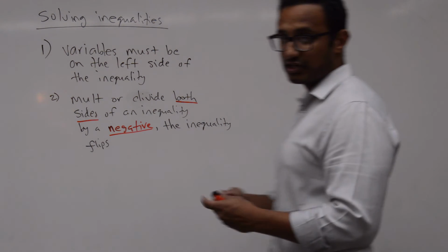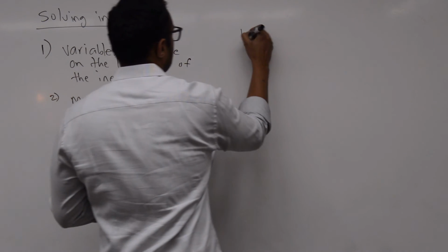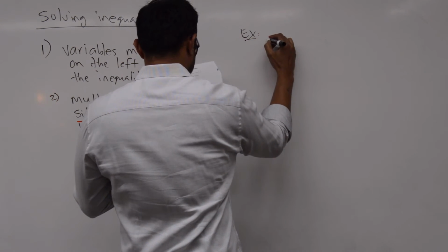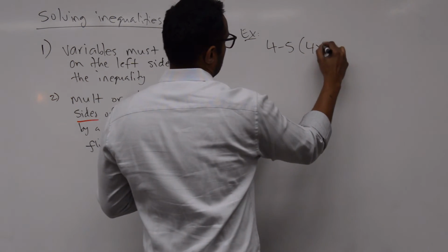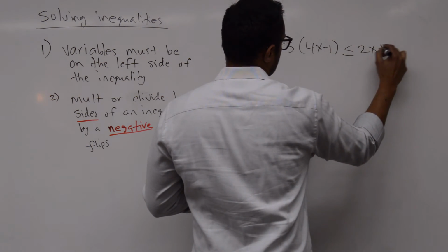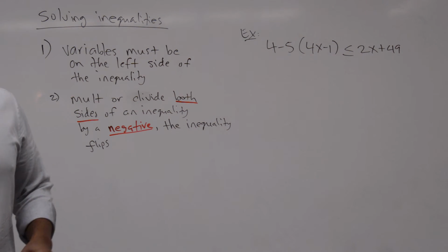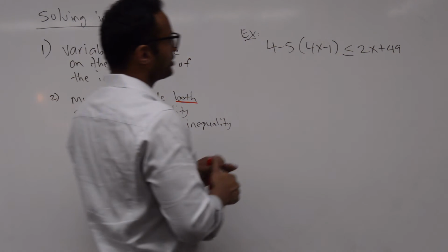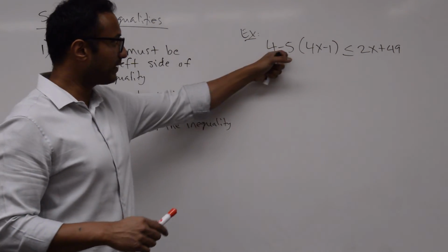Okay, hopefully you had a chance to work on example 2. So for the second example, we have 4 minus 5 times the quantity 4x minus 1, less than or equal to 2x plus 49. All right, let's check it out. First step, we distribute. So what do we distribute? We distribute the negative 5. Okay, don't forget the 5 is a negative.